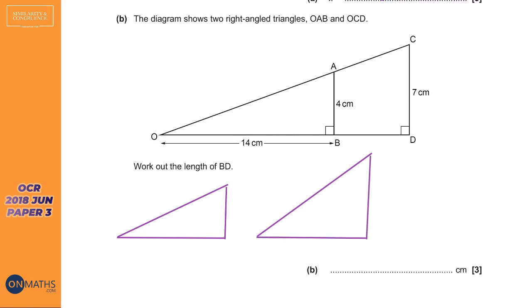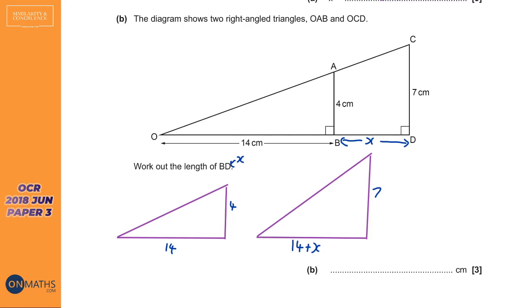So this is 14 and 4, and this is 7 here. Now this part we don't know, so I'm just going to call that x because I don't know what it is. So this will be 14 plus whatever that is, so plus x. It's asked us to find out what BD is, so I've called that x just for simplicity. You could have left it as BD.